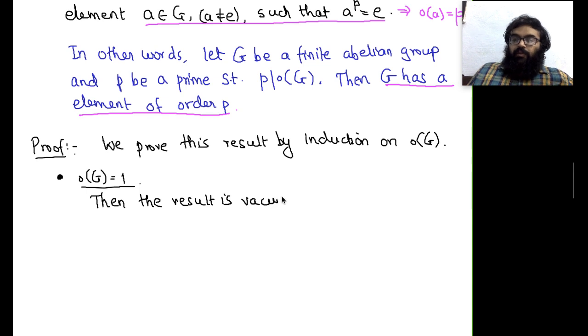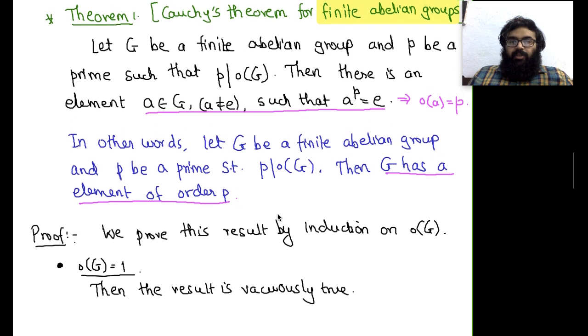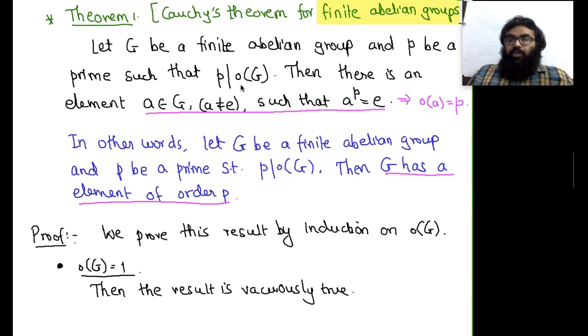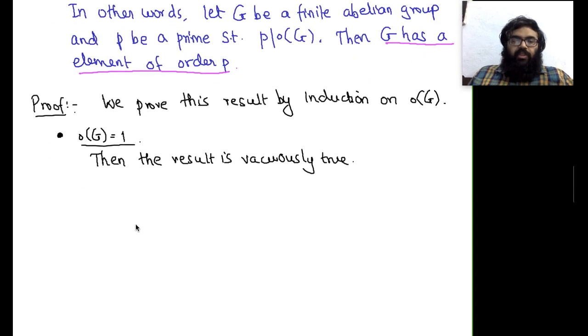What do you mean by vacuously? Vacuum means nothing. So vacuously true, or the result is trivially true, or the result is trivial. Why is this result true vacuously? Because there is no prime. See the theorem. What does the theorem say? If P divides the order of G, then there is an element such that A raised to P is identity. But the order of G is 1 here. There is no prime dividing. So there is nothing to prove. Whenever there is a prime dividing, we have to prove something. Here there is no prime dividing the order of G, so there is nothing to prove. So this case is done.